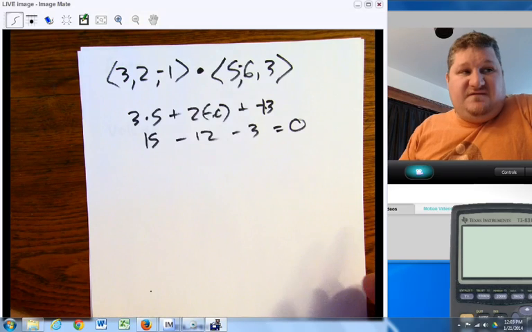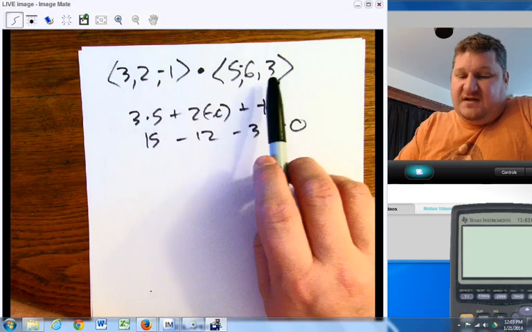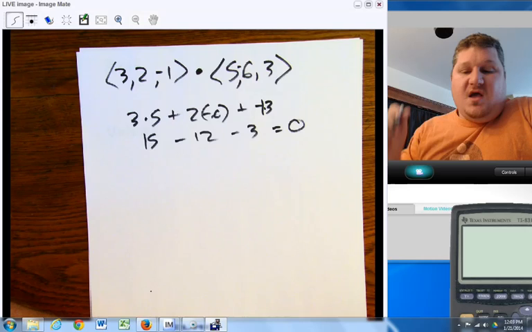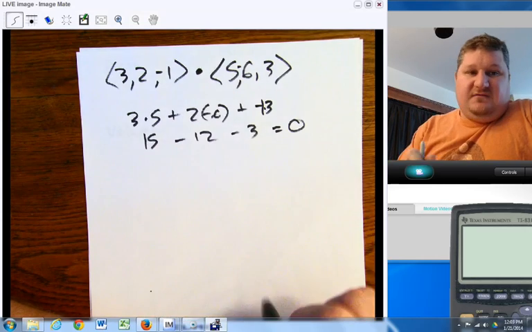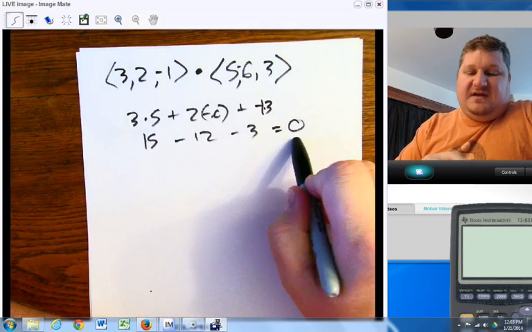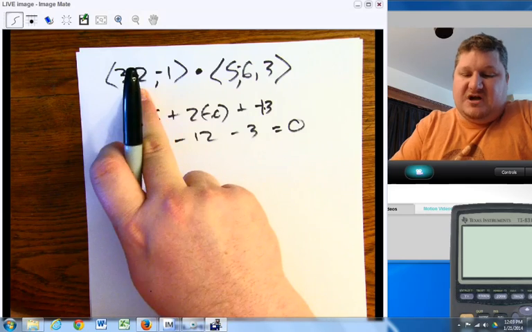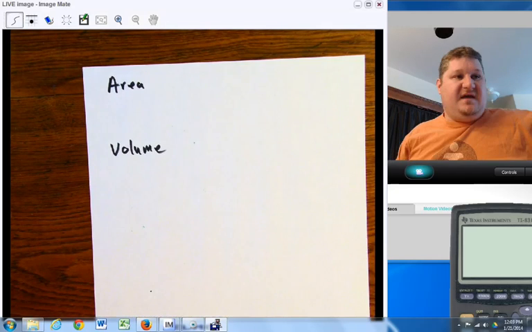Now, just to verify, what I've done here is I've taken u, and I've taken the new vector we found, and I've done a cross product. That cross product is 0, making it perpendicular to u. I could do the same thing with v, and I would get the same thing, and that would make it perpendicular to v. Even though u and v are not perpendicular to each other, they're perpendicular to this. Next, we're going to talk about area and volume.